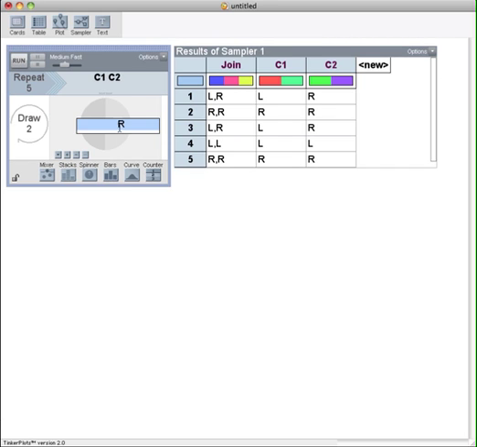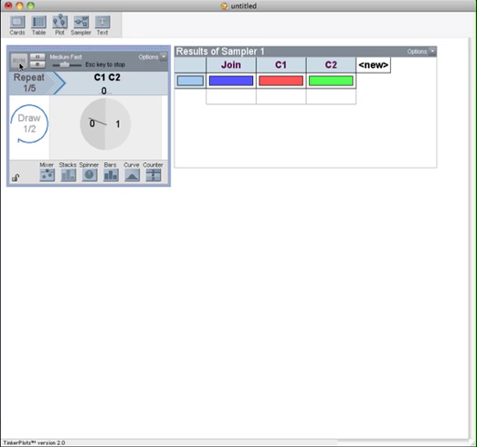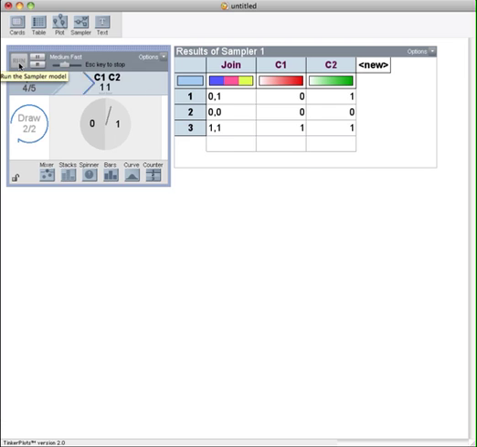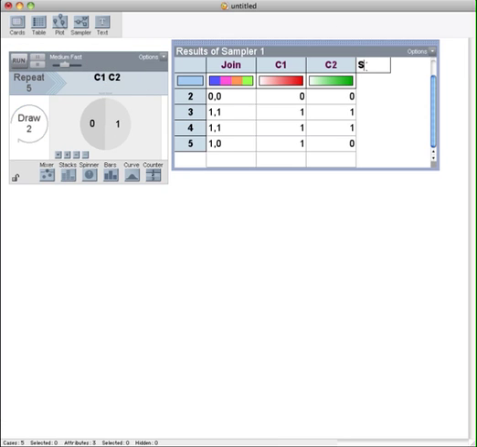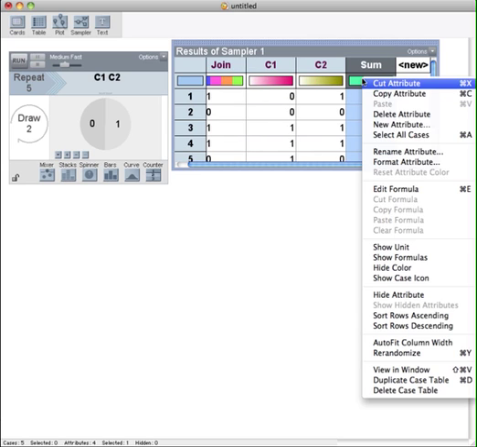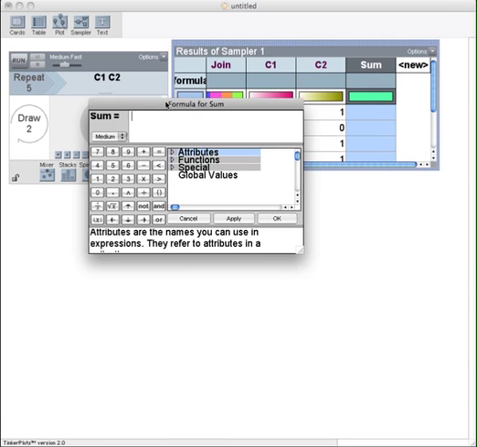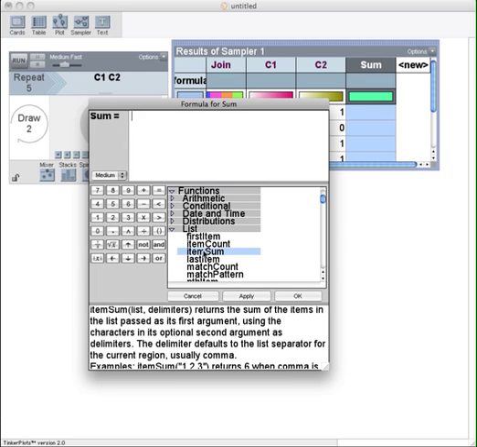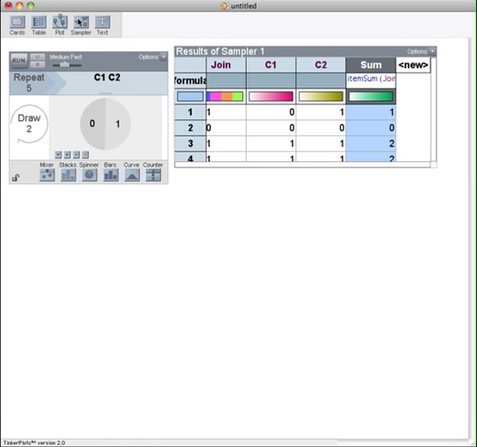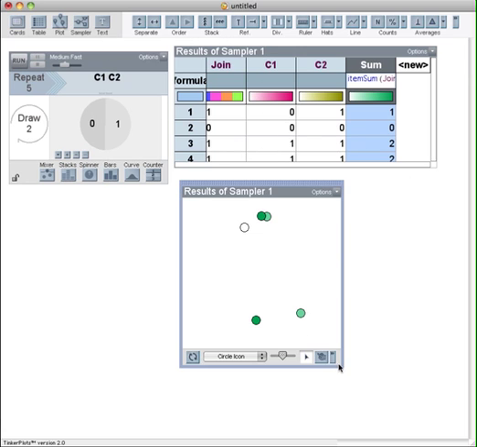So, whenever we see a 0, this means that the ball went left. And whenever we see a 1, this means that the ball went right. Then, when we run a sample, we can just add up the number of 1s to know exactly how many times the ball went right. Then, we can ask TinkerPlots to plot a graph to show us the results.